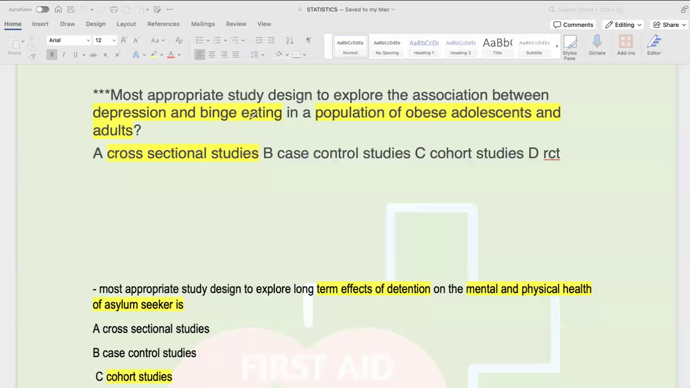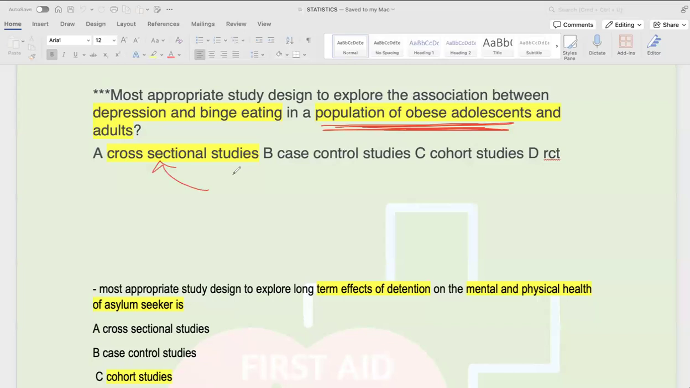If the question just said that you want to do a study to find out the relationship between depression and binge eating, then in that case, you can do a cohort. But they gave you a specific group of people. When they give you a specific group of people in a given time, that's the time we choose the cross-sectional.